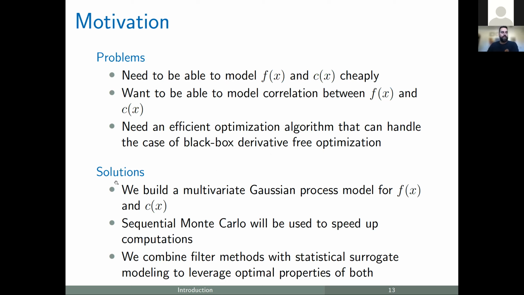The solution we propose in the paper is that we build a multivariate Gaussian process to model f and c. I'll talk about that in a little bit, and why we chose that model. We're going to use sequential Monte Carlo methods to speed up our computations. Again, we want a method that works fast, because every time we evaluate the actual computer model to get data, it's going to be an expensive endeavor. We want something that also runs fast, so that our method isn't the bottleneck. It's really the computer model that is the bottleneck. And we're going to combine filter methods with statistical modeling to leverage optimal properties of both. I'll talk about that a little bit later.